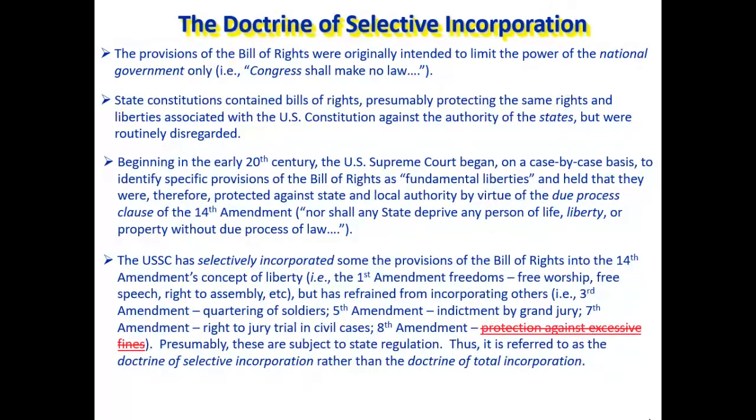All right, so the bottom line, in terms of the setup that we're trying to get to here, is that since the beginning of the 20th century, the United States Supreme Court has selectively incorporated some, but not all, of the provisions of the Bill of Rights into the 14th Amendment's concept of liberty. It has incorporated all of the First Amendment freedoms, the right of free worship, the right of free speech, the right to peaceably assemble. Everything that's in the First Amendment, the court has at some point said that's a fundamental right of the individual and therefore protected against the authority of the states through the 14th Amendment.